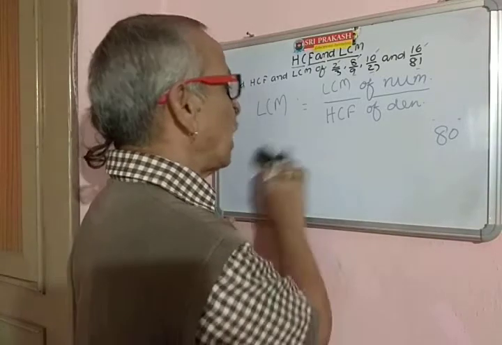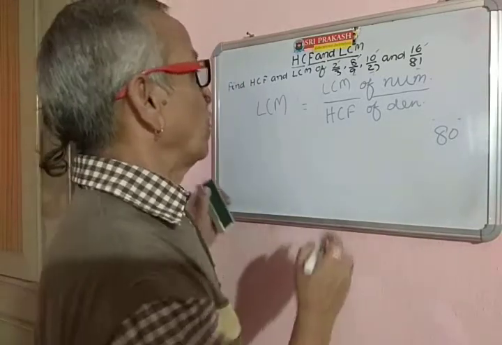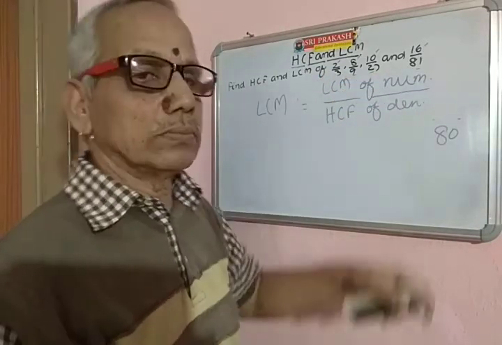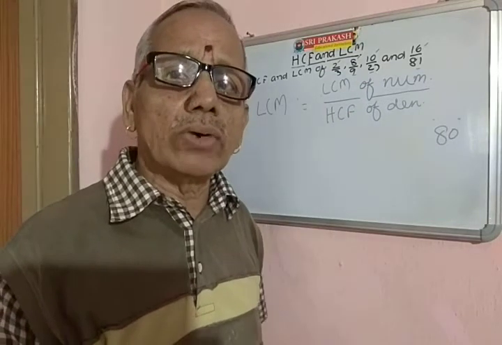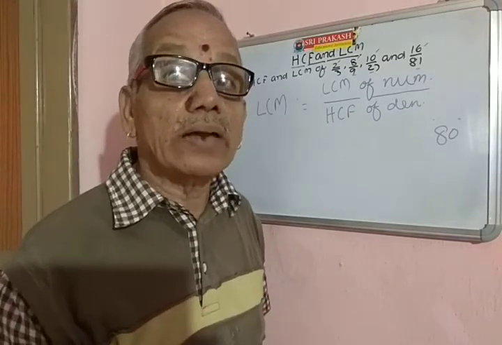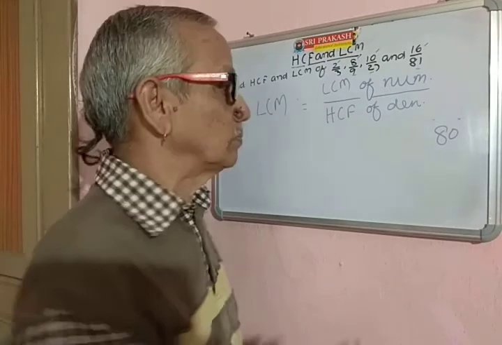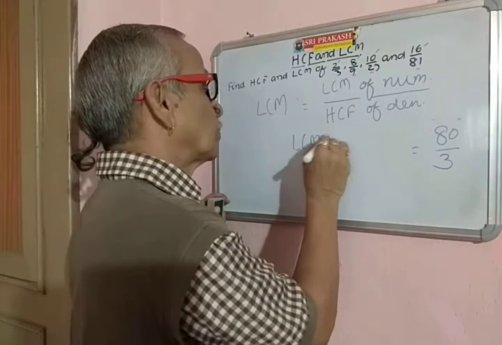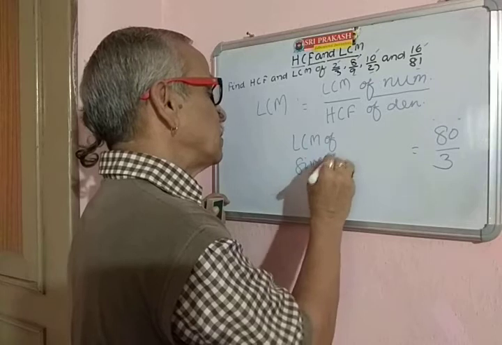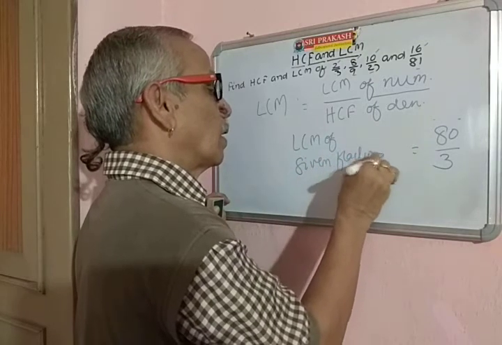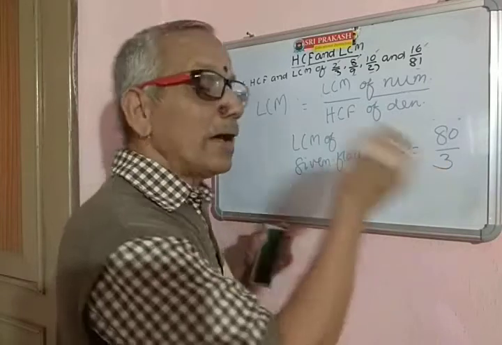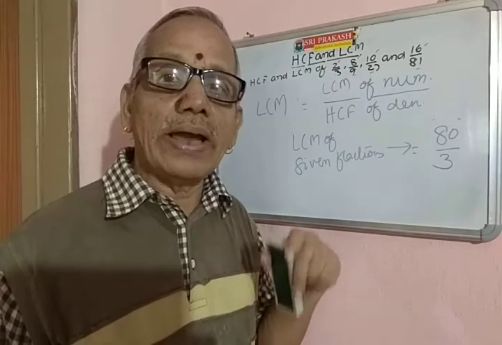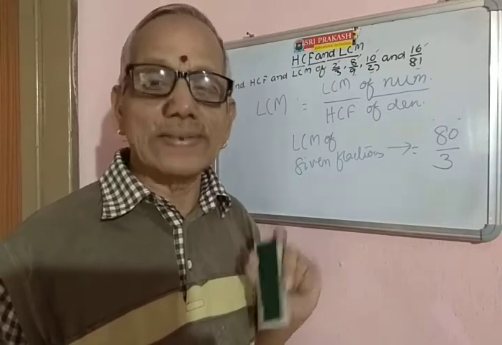So now let us find the HCF of denominators. What is the denominator? 3, 9, 27 and 81. All these numbers are divisible by 3 and that will be the highest common factor. So your LCM of the given fractions is equal to 80 by 3. I think you understood how to find the HCF and LCM of given fractions.